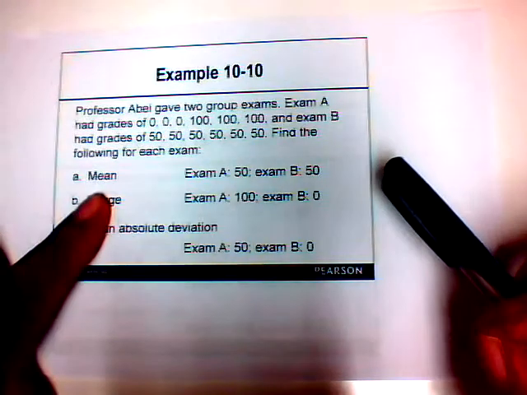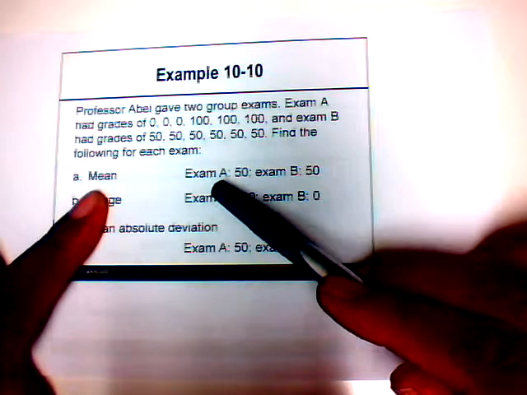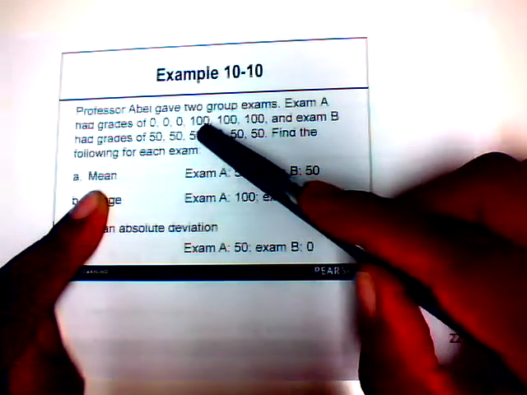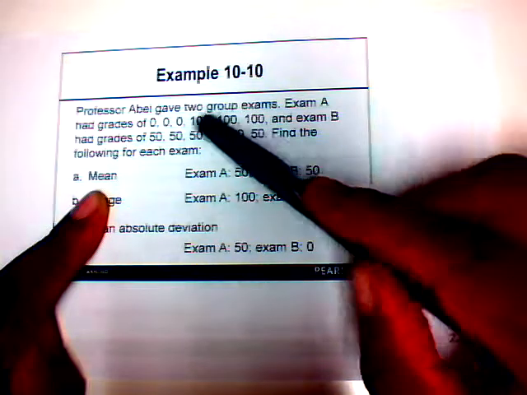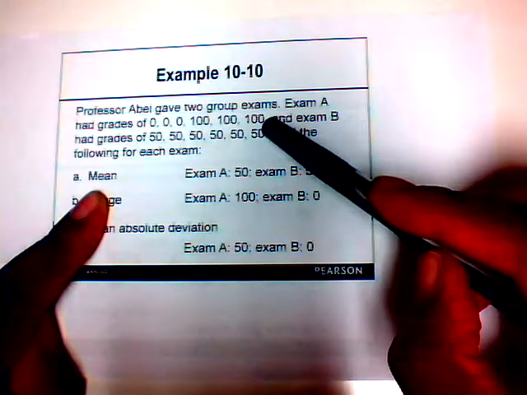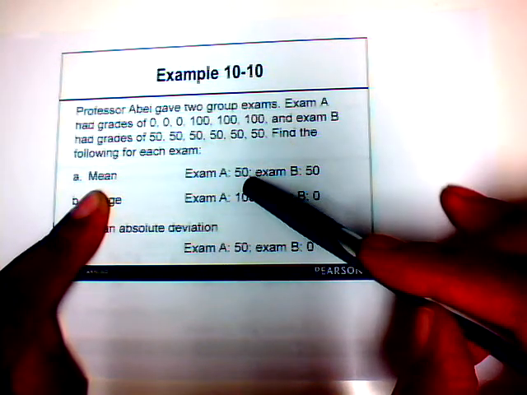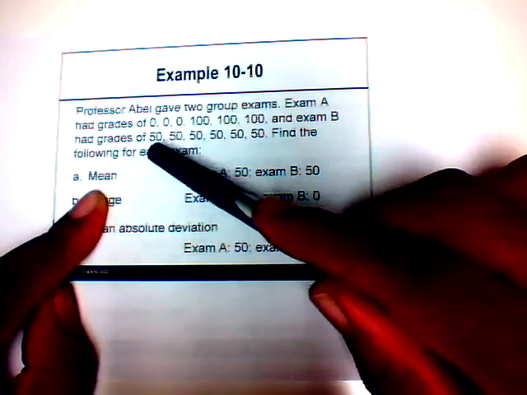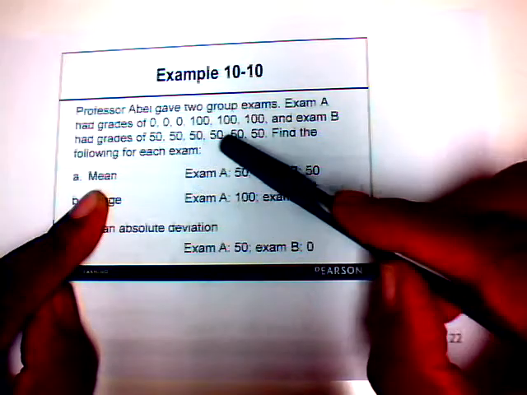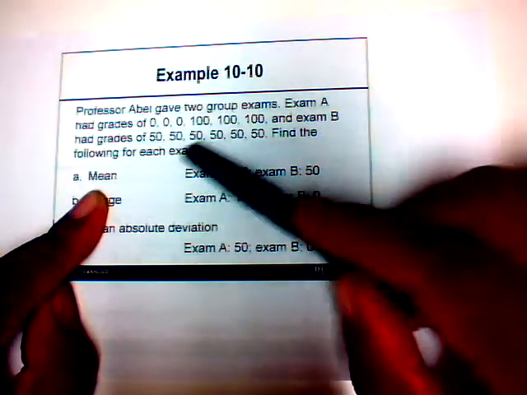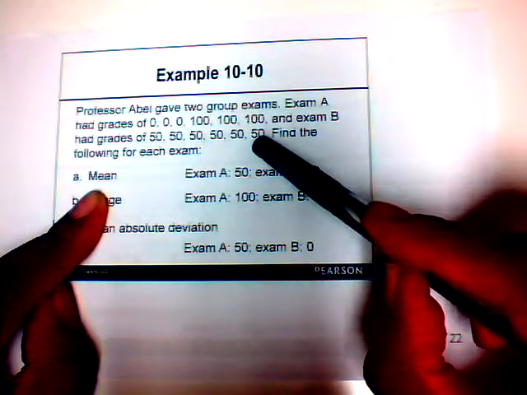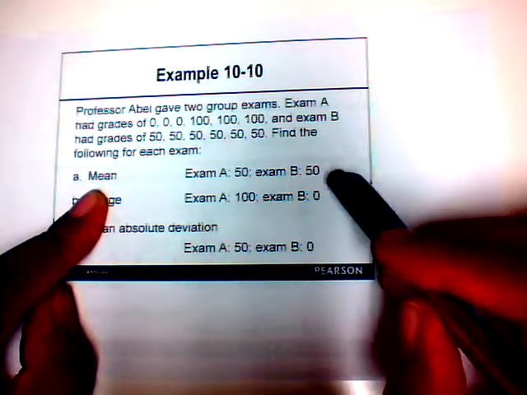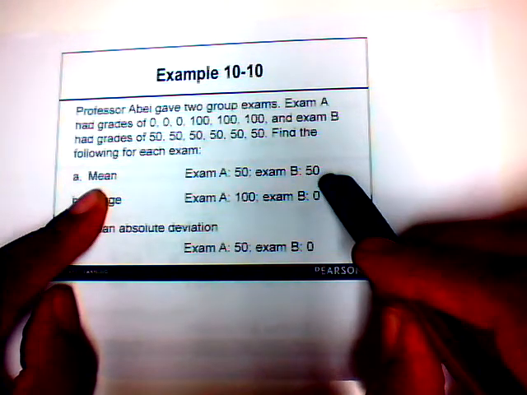You want to find the mean for exam A and for exam B. Well, for the mean, you just take the sum of these 6 numbers and divide by 6. So if we add these, you're going to get 300. Divide that by 6, you're going to get 50. So for exam A, the mean is 50. For exam B, that's also easy because you just add the score of 50 six times, that's 300, divided by 6, you're going to get 50. So the mean there is also going to be 50.